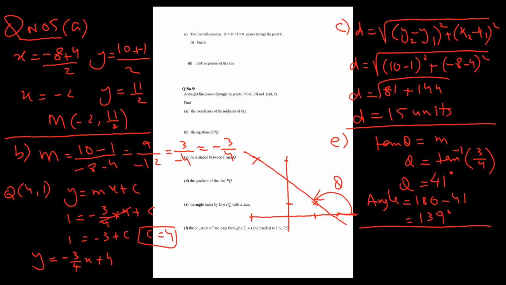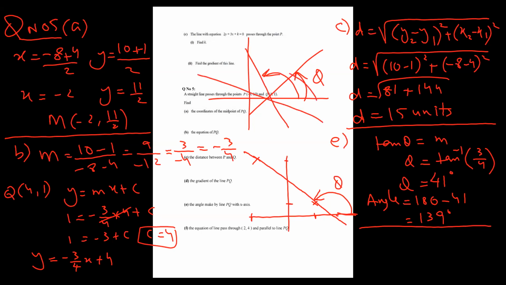Okay, repeat. For example, we have this line, so this is the angle. If the line changes and becomes this way, this is the angle. If the line becomes this way, this is the angle. Every time we start from the positive x-axis. This is a fixed rule.